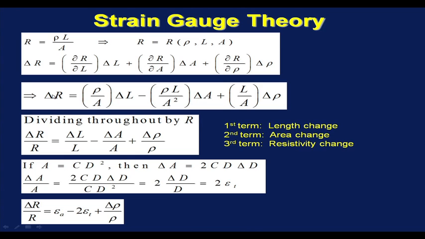If I now divide this equation throughout by resistance R, we will have delta R by R, which is fractional change in resistance, as delta L by L minus delta A by A plus delta rho by rho. So, the first term delta L by L is fractional change in length. The second term is fractional change in area, and the third term is fractional change in resistivity.